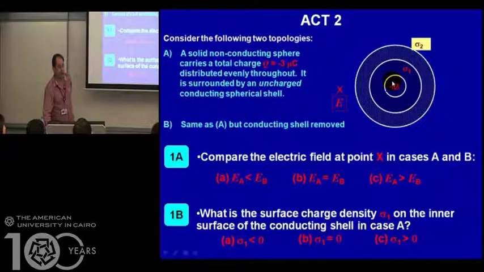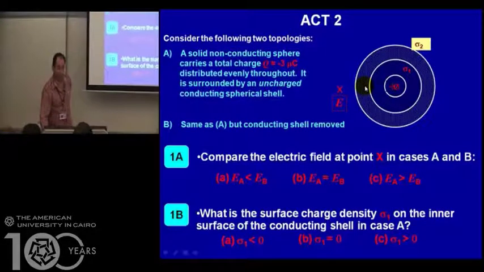What if the spherical shell is non-conducting? So what's going to happen? If the spherical shell is conducting, which is the case, the electric field inside the shell is going to be zero. If it's non-conducting, the electric field is not going to be zero.